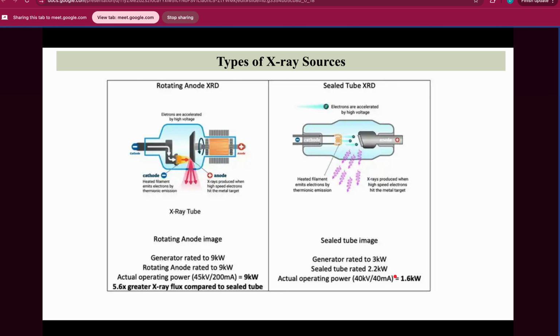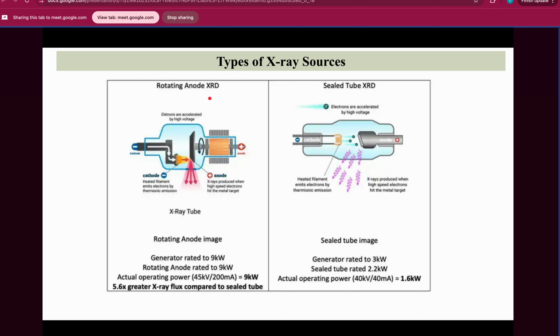So this is the limit of how much heat they can tolerate. The actual operating power is 40 kilovolt and 40 milliampere, which sums up to approximately 1.6 kilowatt. So this is very low. That's why they use low power only. They cannot deal with the high power.